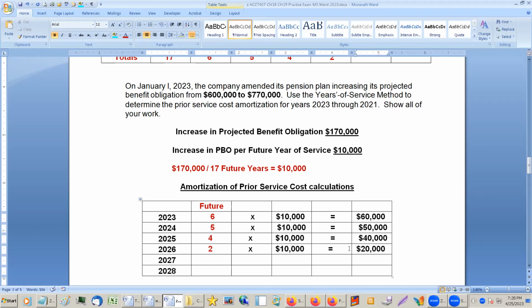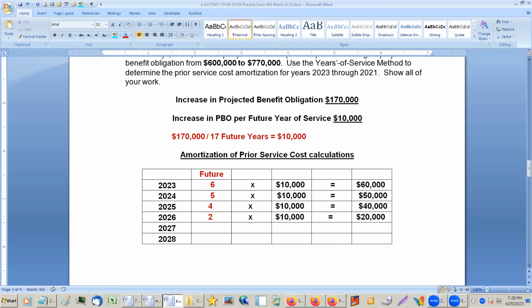$60, $120, $170. Okay, that does add up. So this is what they're gonna advertise for each year: 2023, 2024, 25, 26. And this is gonna be the amortized amount, how much you're gonna advertise. So first year, we're gonna advertise 60,000, second year, 50,000, then 40, then 20.